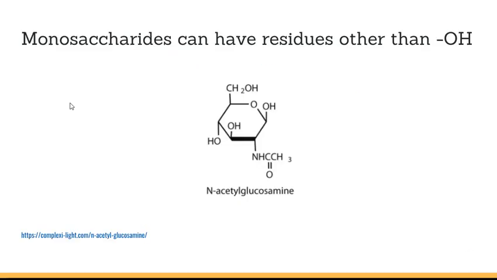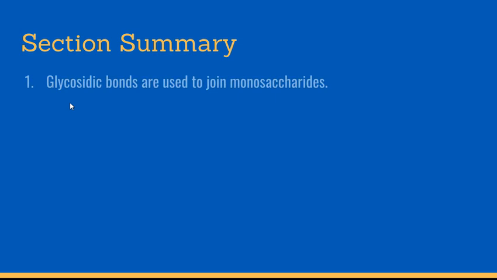Lastly, monosaccharides can have residues other than hydroxyl groups, such as highlighted in this N-acetylglucosamine molecule. A change in residue changes the structure and function of any molecule. In summary, glycosidic bonds are used to join monosaccharides.